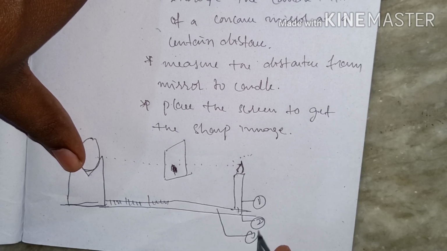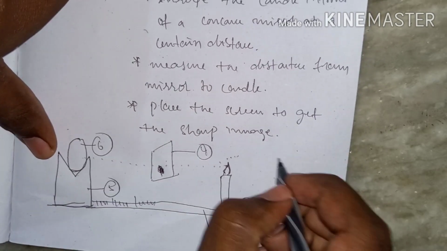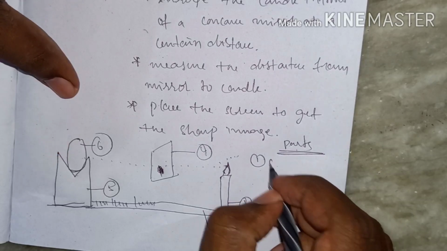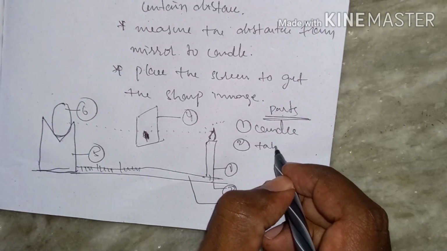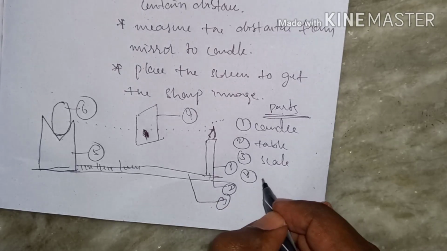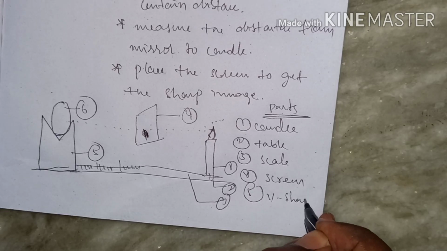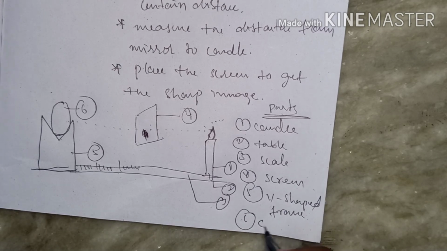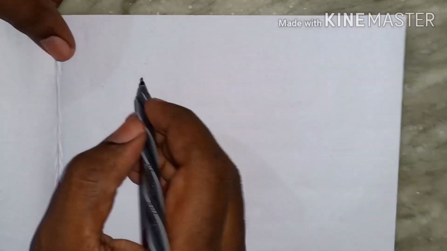So that is 3, and this is 4, and this is 5, and this is 6. Then what is the first one, Nana? Parts. First one, candle. Second one, table. Third one, scale. Fourth one, screen. Fifth one, V-shaped frame. Sixth one, concave mirror.